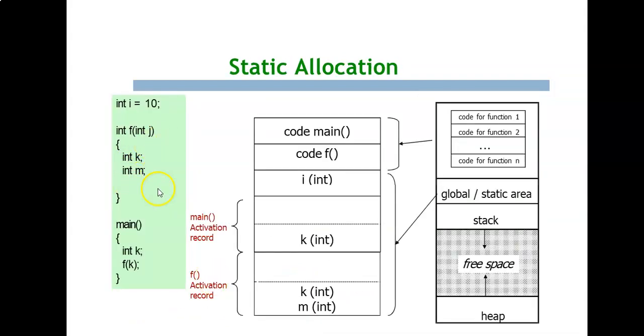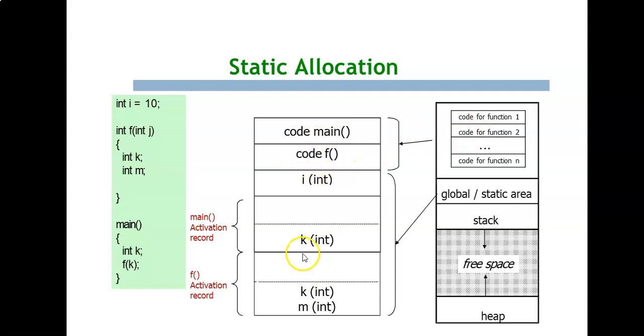Let us see an example for static allocation. In this program segment, I is a global variable, and we have a main function and a function called f. For the main function, K is a local variable, and for the function f, K and M are local variables. So we need to store the variables I, K, M and K in memory. As usual, the code of both the functions main and f will be loaded in the code area. So the code area contains the code of main and the code of f.